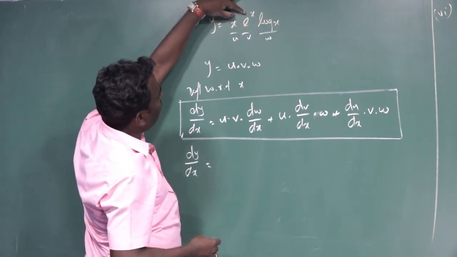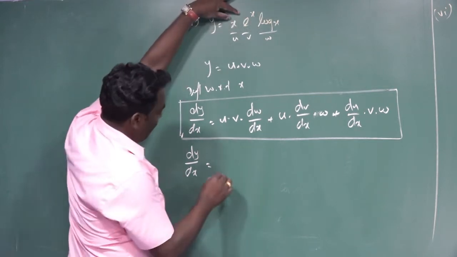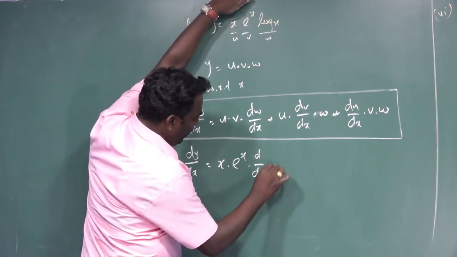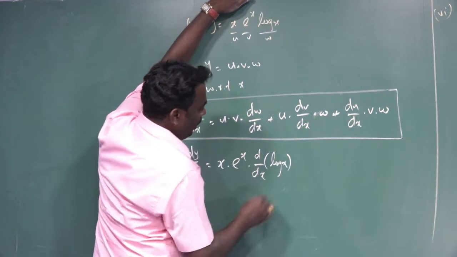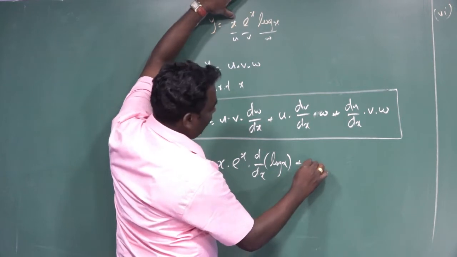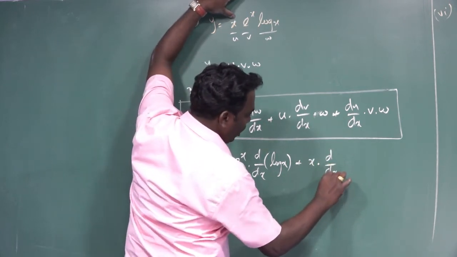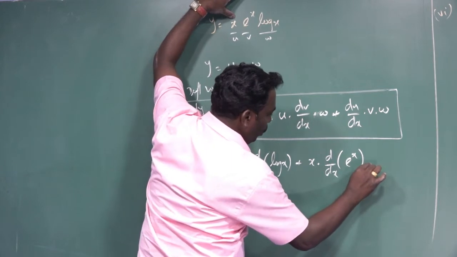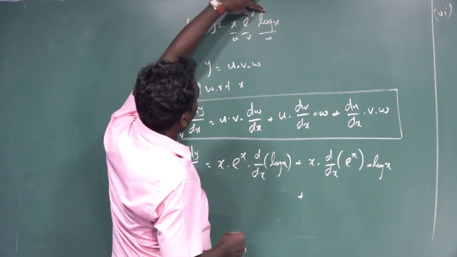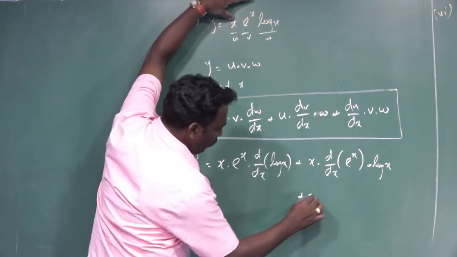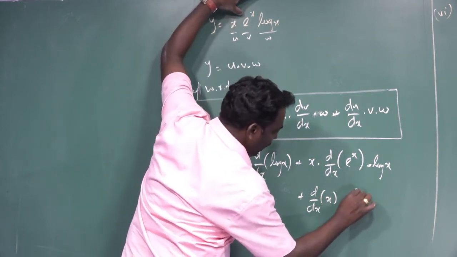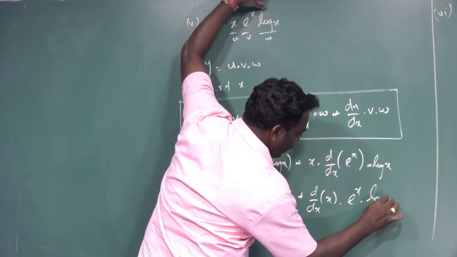Now first keep the first two terms as they are and differentiate the last one. Therefore x as it is, e power x also as it is, and differentiate the last term: d by dx of log x. Then plus, differentiate the middle term. Therefore first term x as it is, d by dx of e power x, into log x as it is. Then plus, the last two terms are kept as they are and the first differentiated: d by dx of x, into the second term e power x as it is, then the third term log x also as it is.